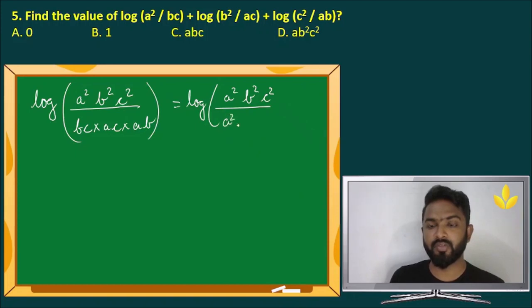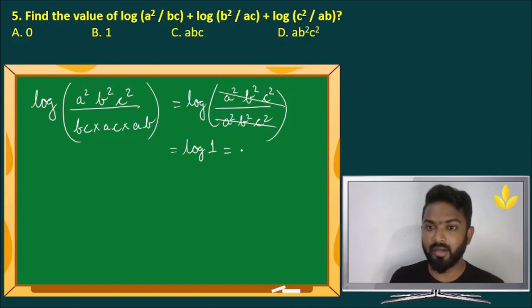So again, a square b square c square, everything gone. This is equal to log of 1, and log of 1 is nothing but 0, because anything to the power 0 is 1. That's it.